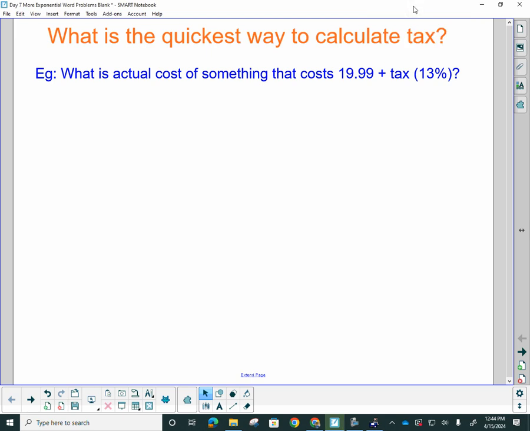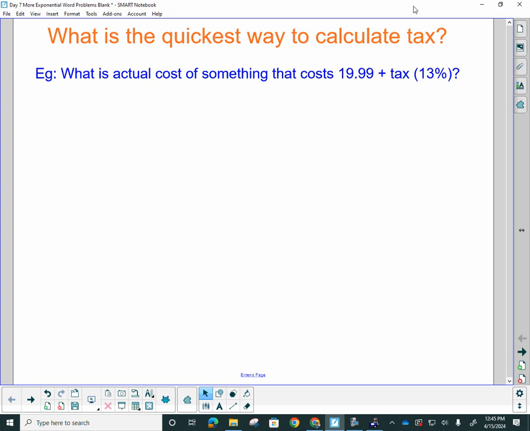So before we get into more questions on solving exponential word problems, I want to ask you about this question. What's the quickest way to calculate your new price if you've got your tax with it? In Ontario, we have a 13% GST, which is on top of any sales that we have. So if you buy something that's $19.99, what's the quickest way to figure out the actual cost?